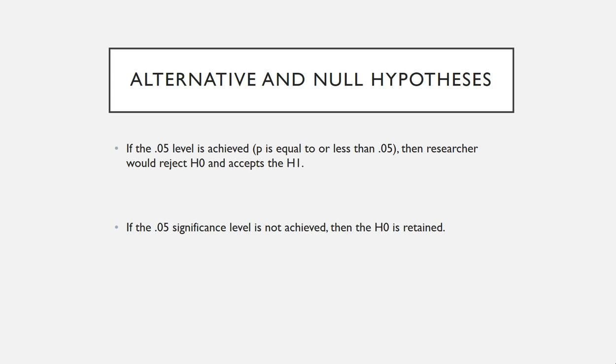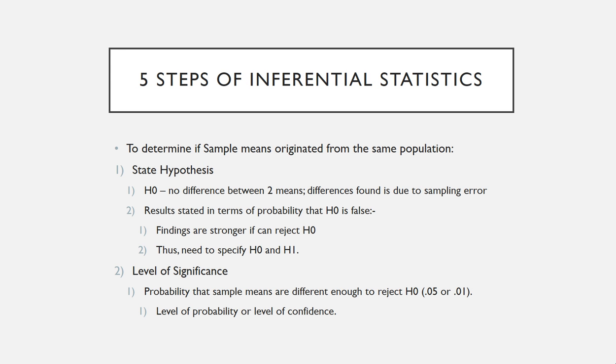Alternative and null hypothesis. Let's say you have put your data into SPSS and run a test, and then comes the result. The symbol is p, where p is equal to or less than 0.05. Then the researcher would reject the null hypothesis and accept the alternative hypothesis, that is H0 and H1. If the 0.05 significance level is not achieved, then H0 is retained, which means your hypothesis is accepted.